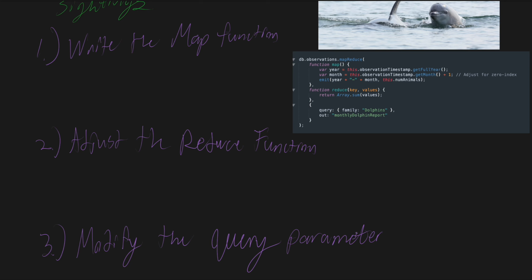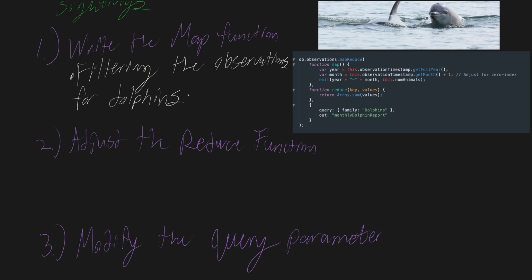And so within our JavaScript code, when we adapt the map function to filter the observations, we're focusing on filtering the observations for dolphins. This involves checking the family attribute right over here, of each document, and emitting the year month key along with the count of the number of dolphins observed.